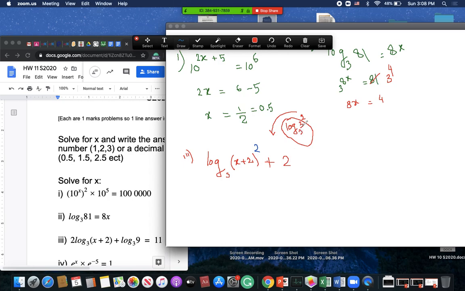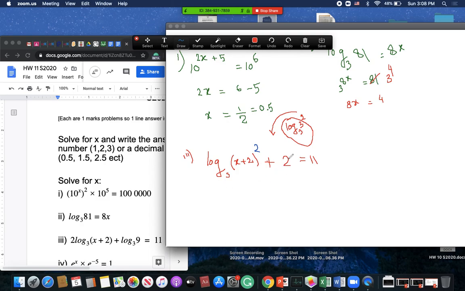Log 3 base 3 square. This square comes to this side, and then log 3 base 3 means 1. So we do not have to write that, because 1 is not necessary to write. Then we can write this equals 11 as it is given. So what we have done is we have taken this 2 from this place to the power position, and then we simplified this term here.